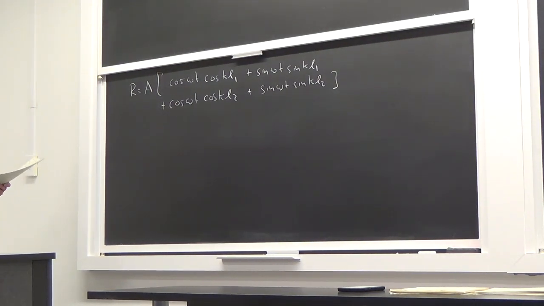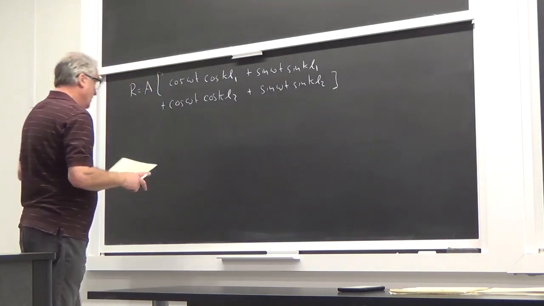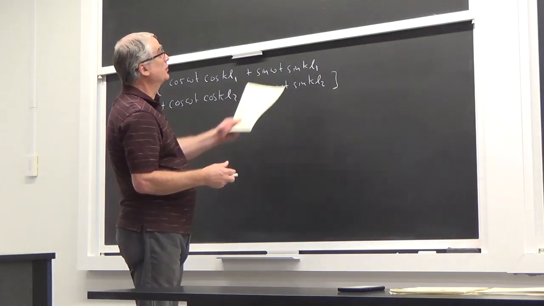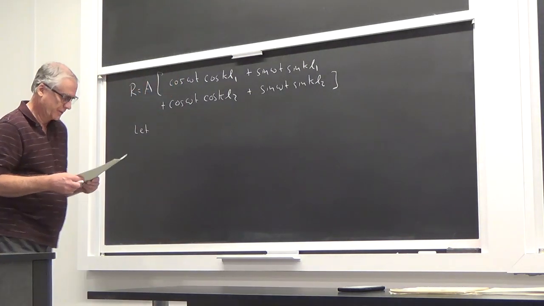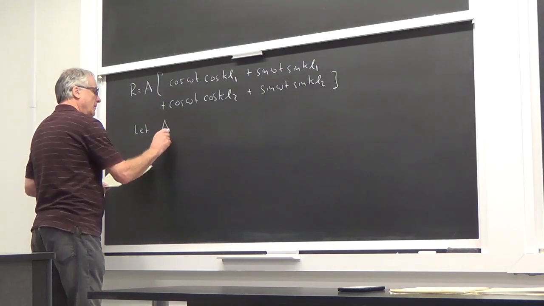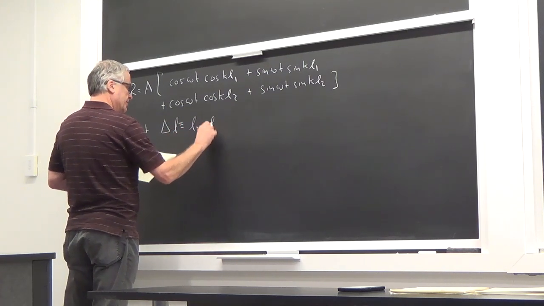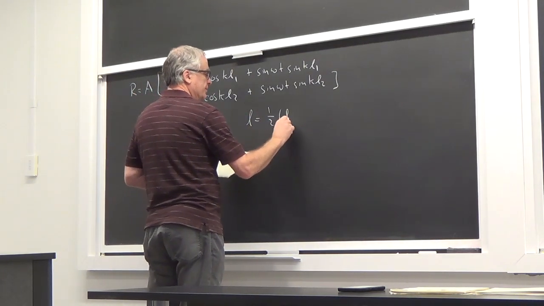And I'm looking at this for distances L that are large compared with A. This is referred to as the Fraunhofer region, the far field region here. So let me think of this in terms of the path length difference between L1 and L2, since that's what's going to make the interference. So I'm going to let delta L be defined as L2 minus L1, and I'll let L be the average of the two distances.